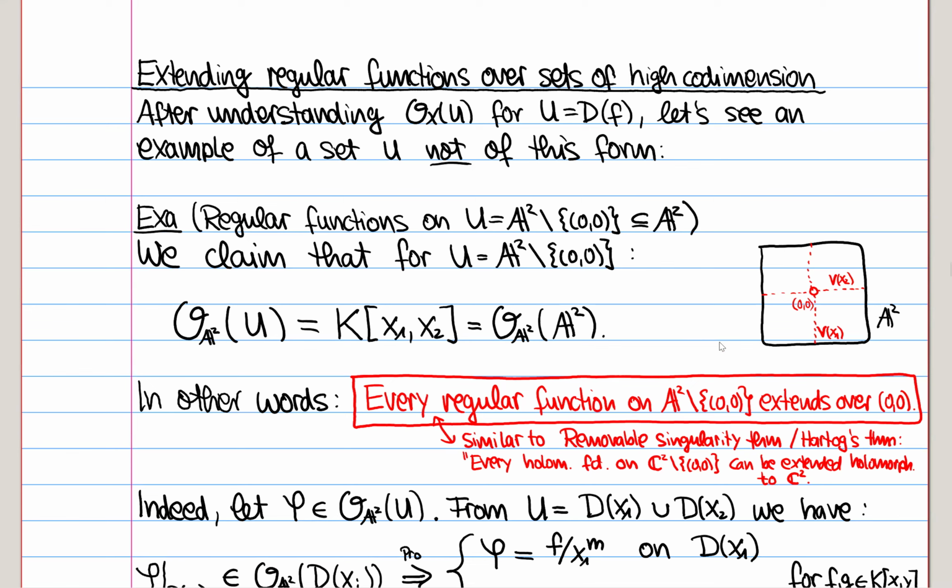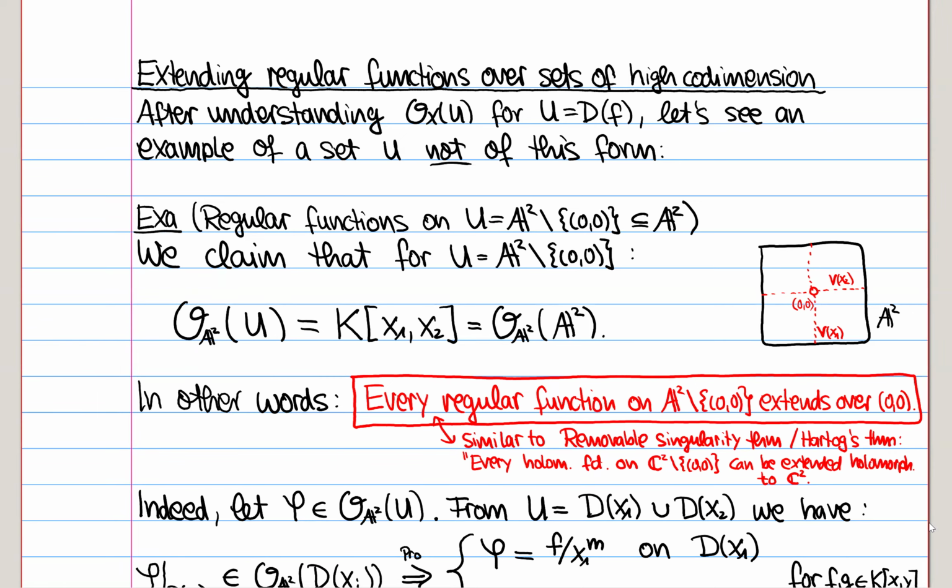Or, in other words, if you have any regular function on U, then it actually extends over this point, because secretly it's a restriction of a function from all of A2. And that behavior is very similar to some theorems from, again, complex analysis, like the removable singularity theorem, or sometimes called Hartogs' theorem, which says that every holomorphic function on C2 minus the origin can be extended holomorphically to all of C2.